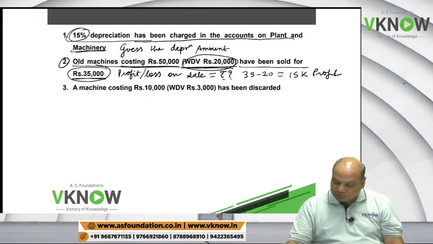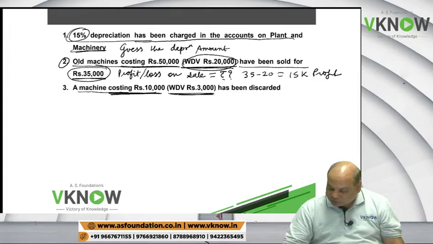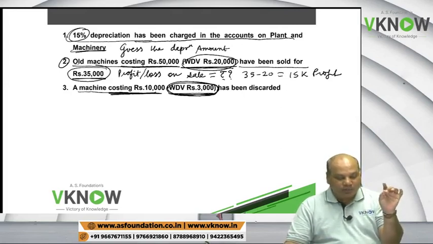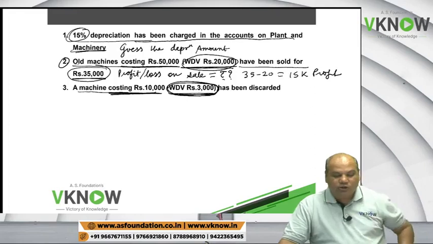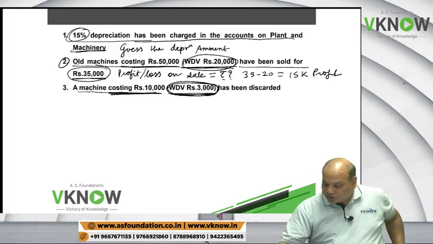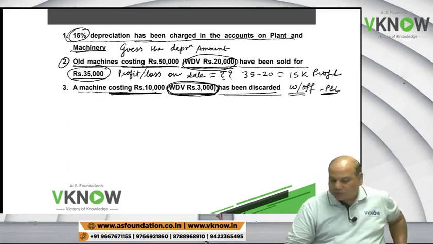You are right. A machine costing rupees 10,000. Don't look at the costing figure. I have to look at the WDV figure. Books of account contain WDV. In the books of account or in the balance sheet, plant and machinery appears at WDV. So WDV is 33,000, has been discarded. Discarded means written off. Written off means charged to P&L account.